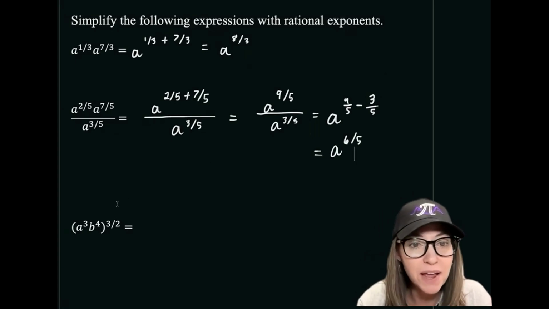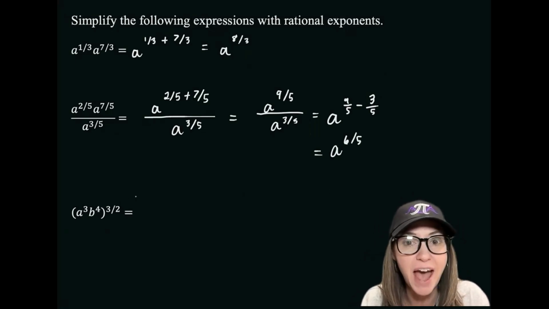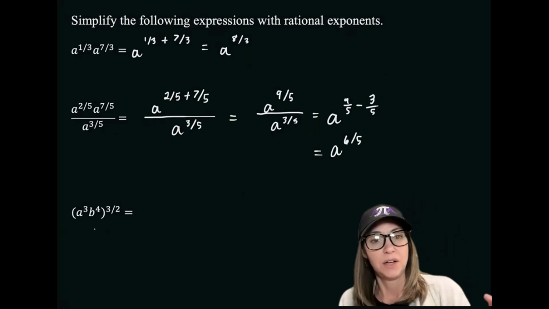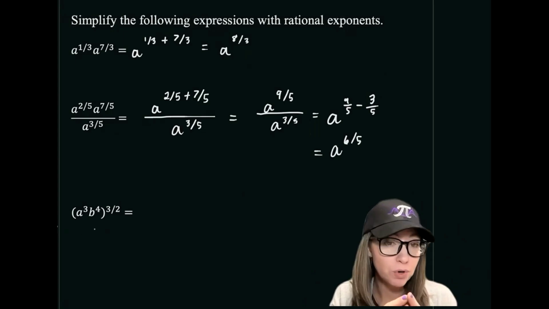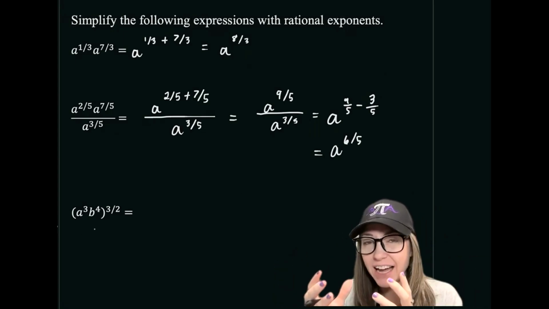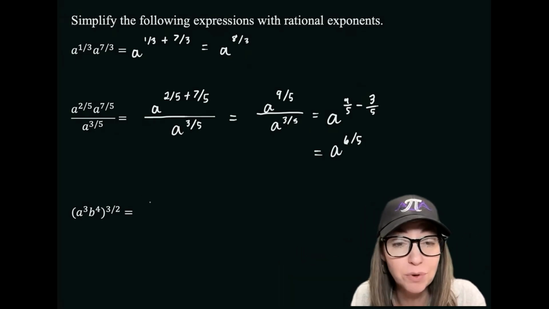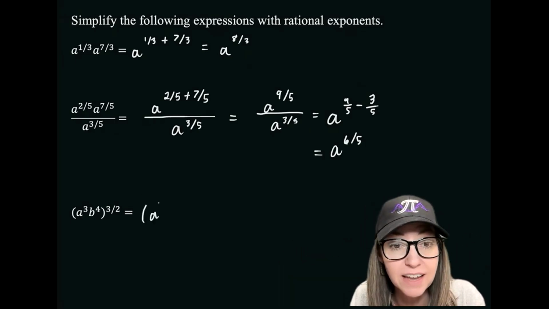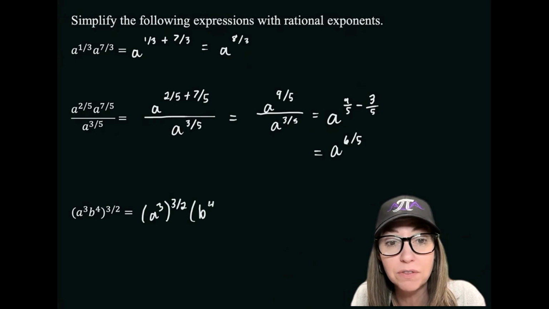All right, and next we have a cubed b to the 4th, all to the power of 3/2. So a and b are different, so we cannot combine those. But what we could do is distribute that 3/2. Every factor inside of those parentheses, since a and b are multiplied here, is to the power of 3/2. So we can write that step 1 as a cubed to the power of 3/2 times b to the 4th to the power of 3/2.